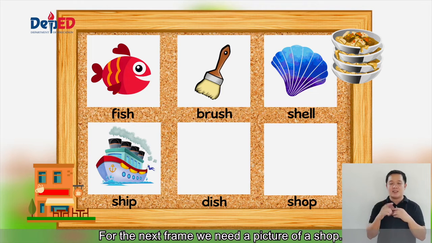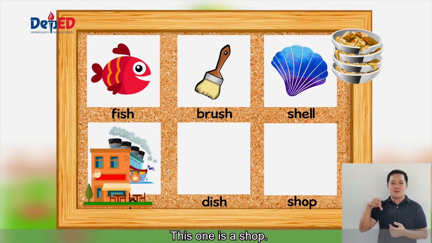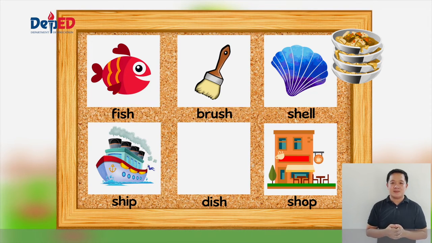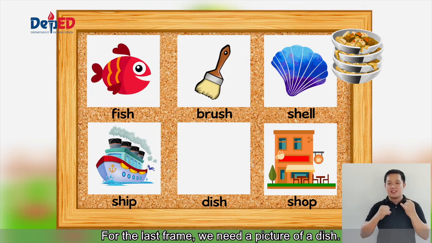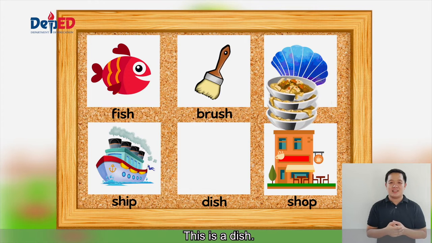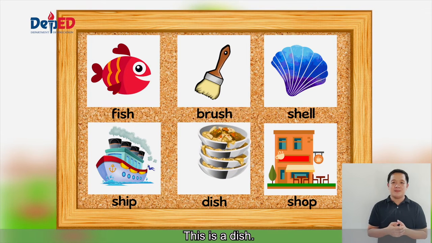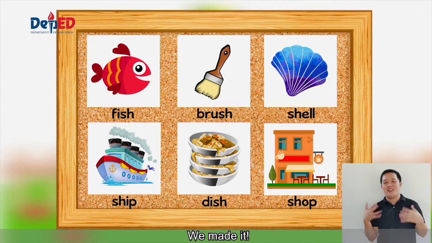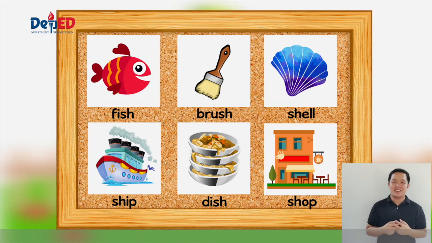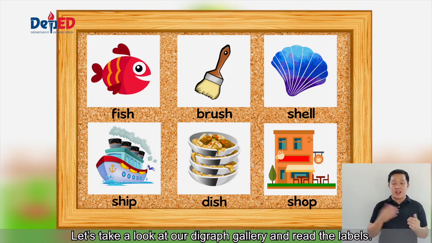For the next frame, we need a picture of a shop. This one is a shop. For the last frame, we need a picture of a dish. This is a dish. We made it! Thanks for helping me match the pictures to their corresponding frames. Let's take a look at our digraph gallery and read the labels.